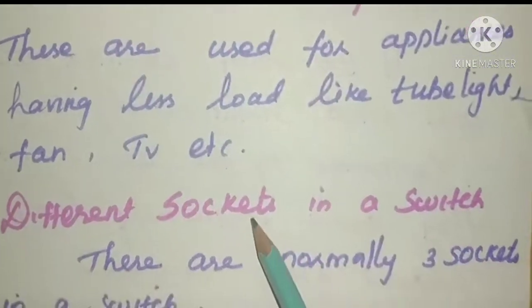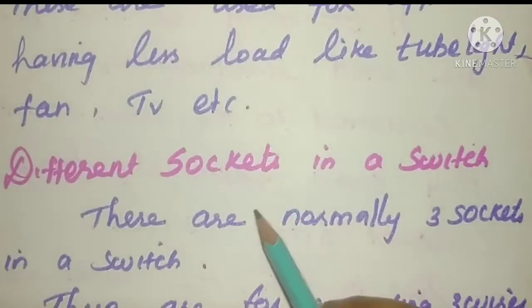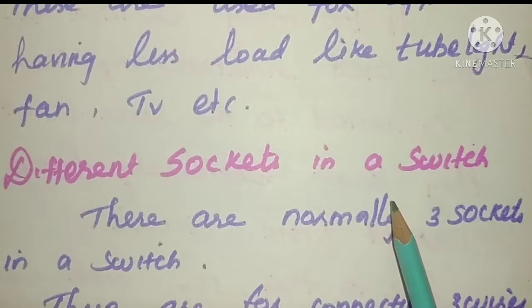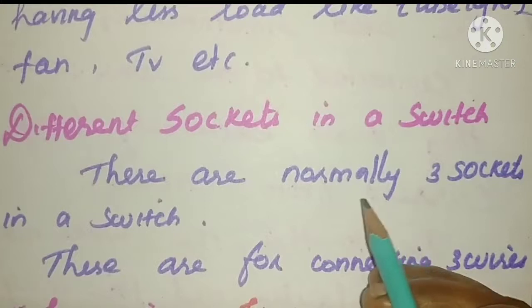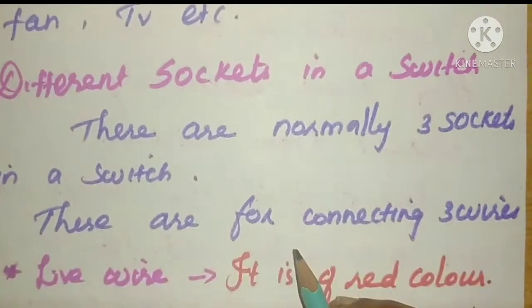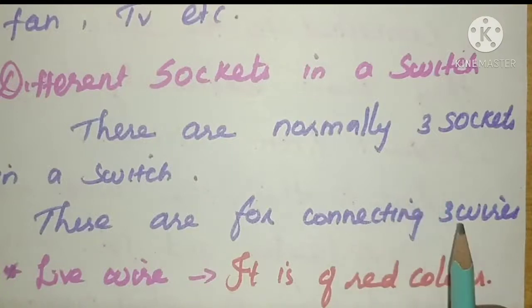Okay, and the different sockets in the switch, there are normally 3 sockets. If you look in our houses at the plug point, how many points are there? Usually the 5 and 3 are there, isn't it? There are normally 3 sockets in a switch. They are for connecting 3 wires. Okay, these 3 points are for connecting 3 wires.